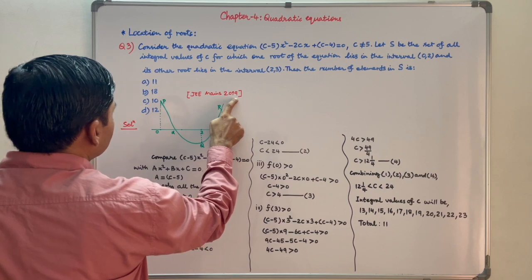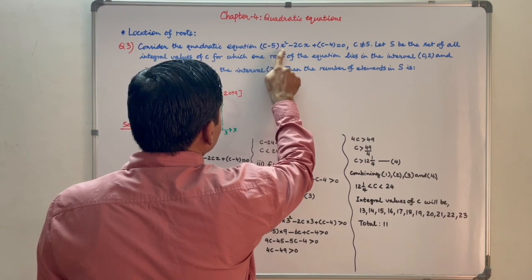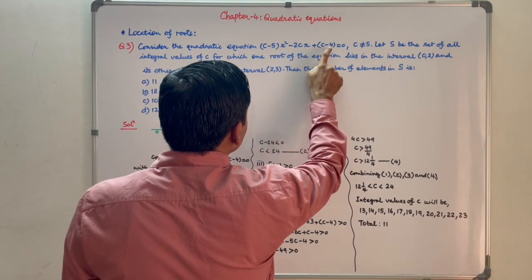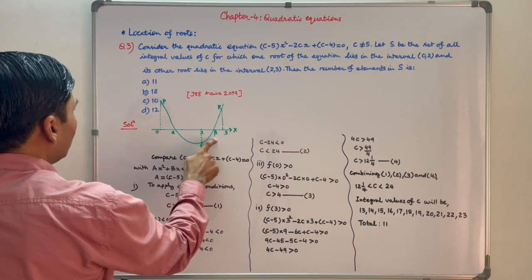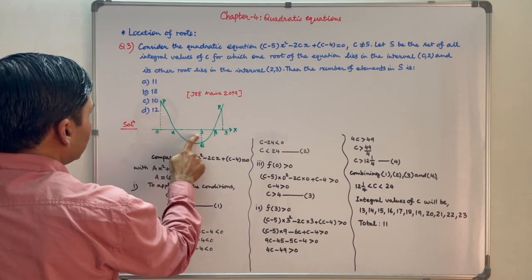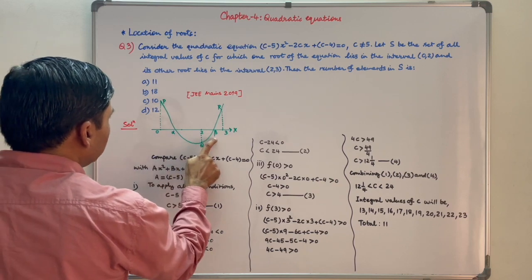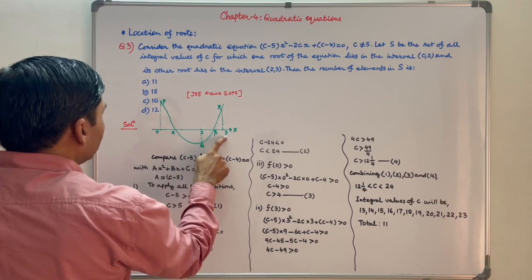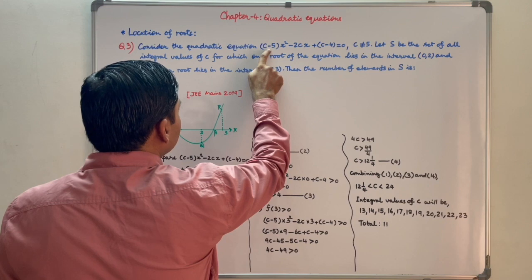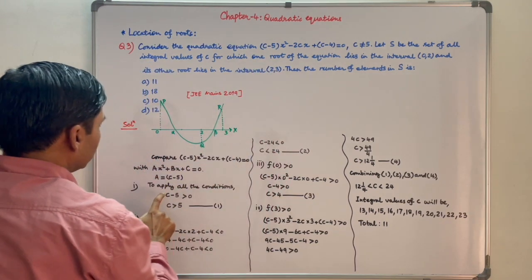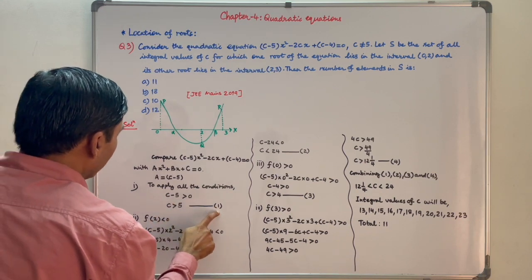First, we will draw the graph. Suppose this curve represents y is equal to c minus 5 into x square minus 2cx plus c minus 4. Its roots are alpha and beta. It is given that one root lies between 0 and 2 and the other root lies between 2 and 3. Suppose alpha lies between 0 and 2 and beta lies between 2 and 3. We will assume here that coefficient of x square is positive so that we can apply all the conditions we know. So c minus 5 is greater than 0 or c is greater than 5. This is point number 1.